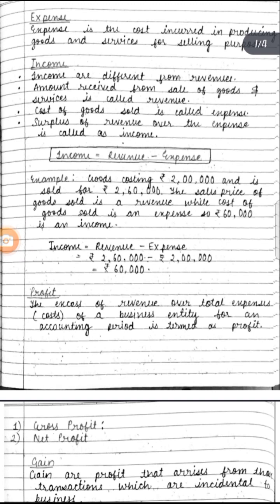Profit. Excess of revenue over total expenses of a business entity is known as profit. Profit may be of two types: gross profit, net profit. If total revenue exceeds expenses, it is a net profit and it is added to the capital of the owner. On the other hand, if the total expenses exceed revenue, it is a net loss and it is deducted from the capital of the owner.